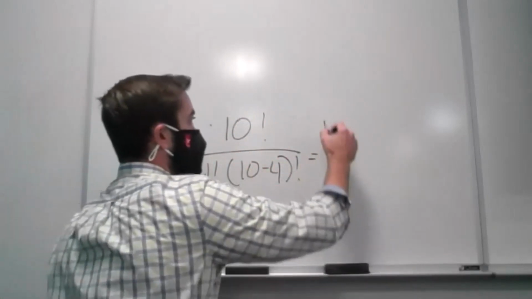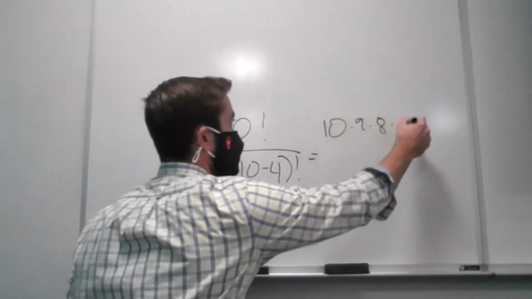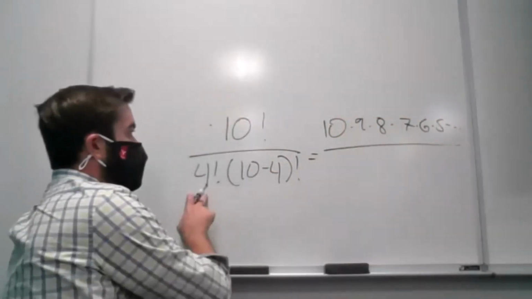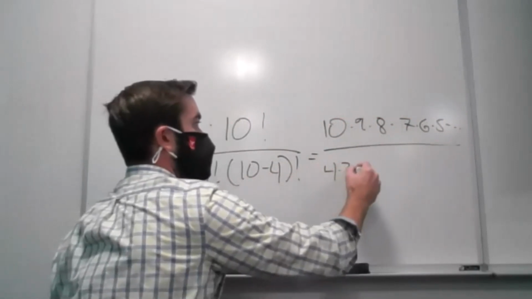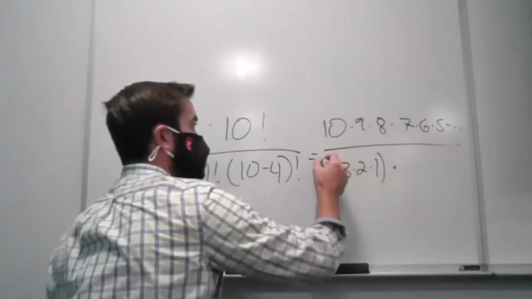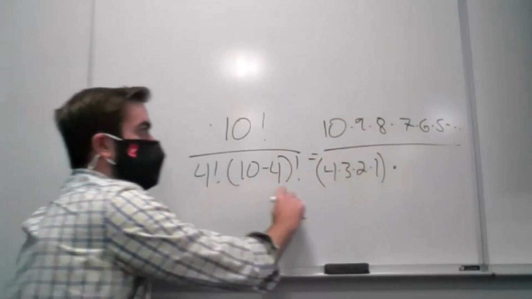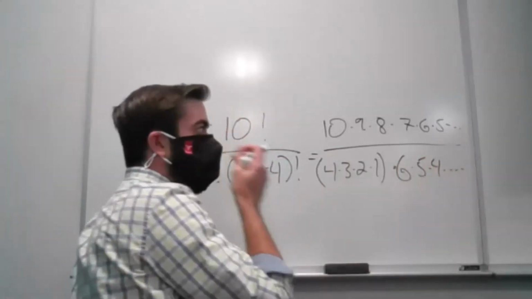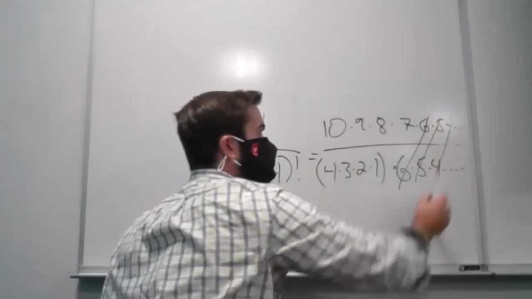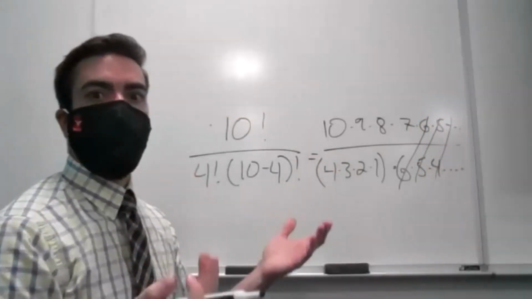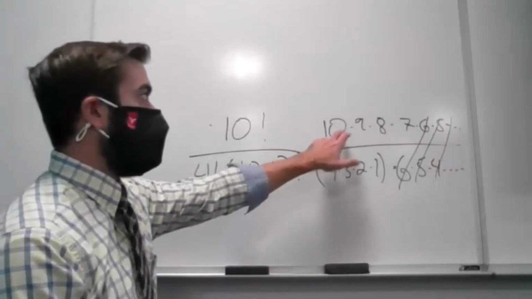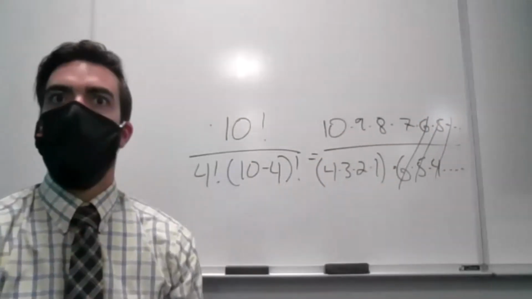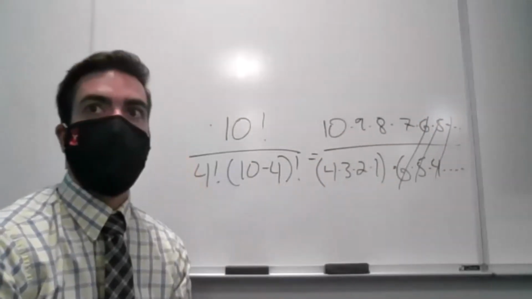Well, I could rewrite this as 10 times 9 times 8 times 7 times 6 times 5, etc. And then the denominator would be 4 times 3 times 2 times 1. That's just 4 factorial. And then 6 factorial would be 6 times 5 times 4, all the way down to 1. But notice, everything past 6 is going to cancel here. And so now if I don't want to use the factorial button in my calculator, all I have to do is 10 times 9 times 8 times 7, divided by 4 times 3 times 2 times 1. So if I write out those factorials, sometimes it makes my life a little bit easier.